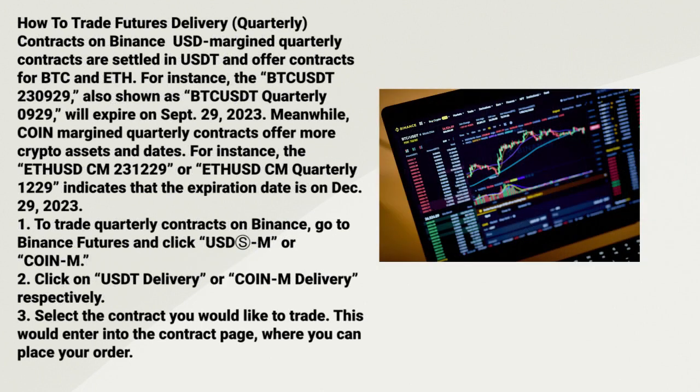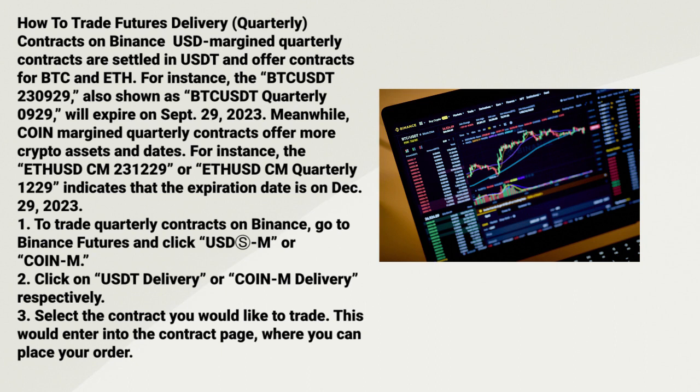How to trade futures delivery quarterly contracts on Binance. USD margin quarterly contracts are settled in USDT and offer contracts for BTC and ETH. For instance, the BTC USDT 230929, also shown as BTC USDT quarterly 0929, will expire on September 29, 2023.